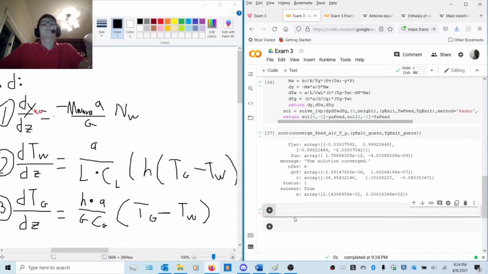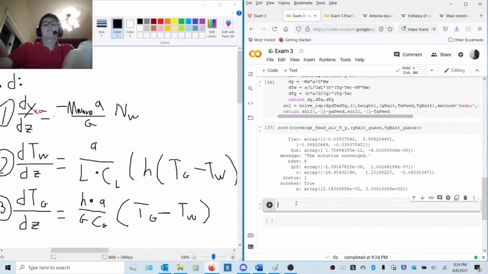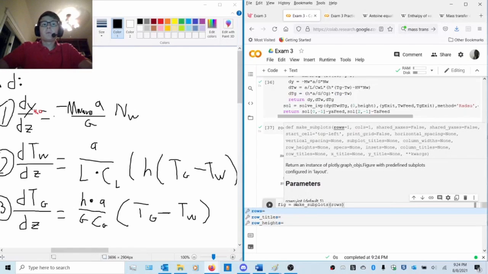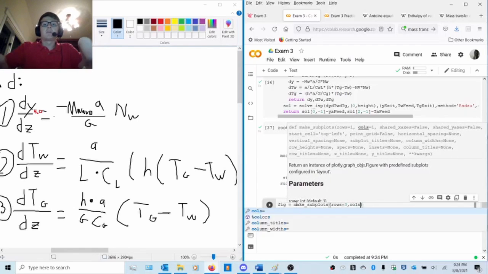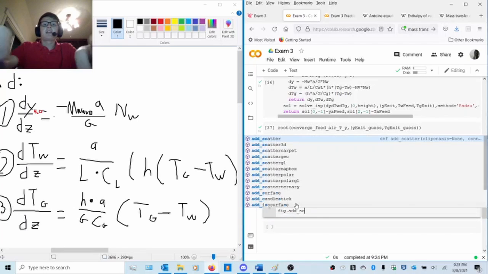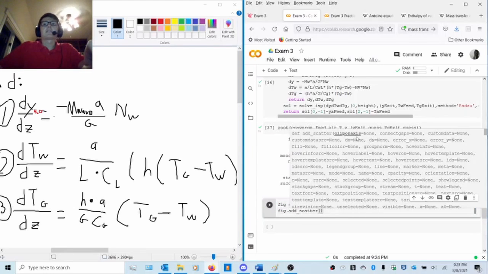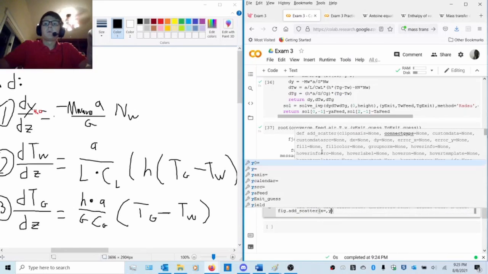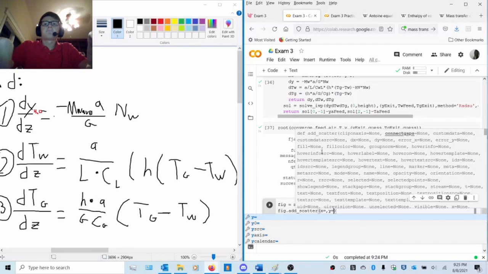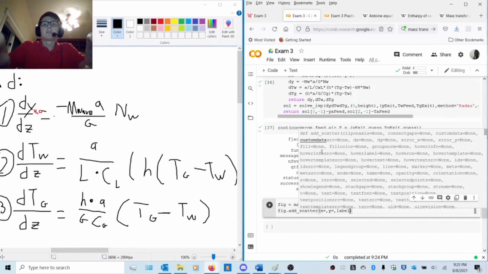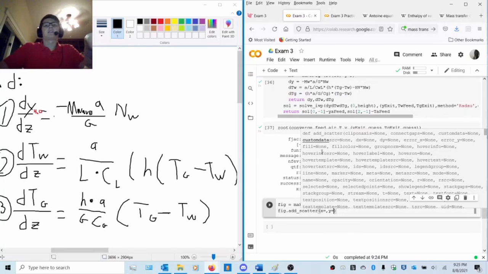So let's go ahead and plot this out a little bit. First off, we'll define a figure as make subplots, and it is going to have 3 rows and 1 column. So we go on down and we take fig and we add a scatter, which wants a bunch of different information. We just need to give it an x value, a y value, and we could give it a label, maybe even. We'll leave that away for now.